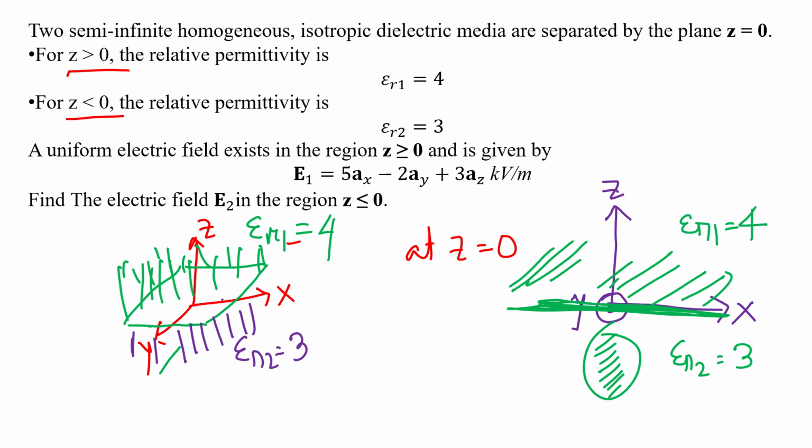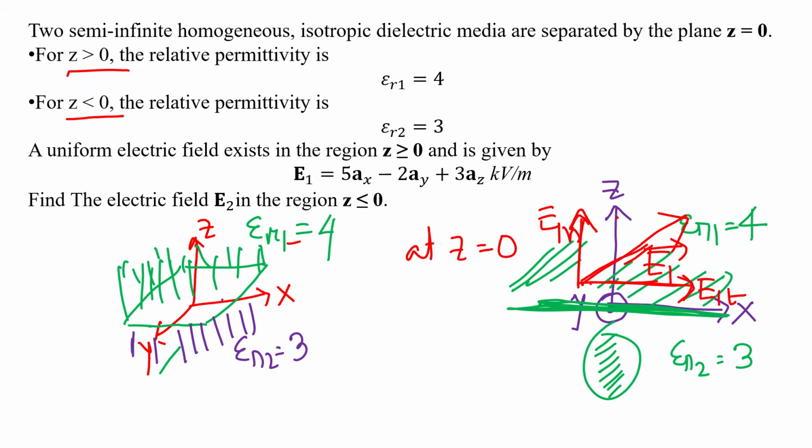Okay, now we need to understand from the given expression of electric field which one is the tangential component and which one is the normal component. It is given that E1 is given, so obviously E1 will exist in medium 1, so this is my E1. Now if you see simply this E1, it can be divided into two components. This is my E1t and this is my E1n.